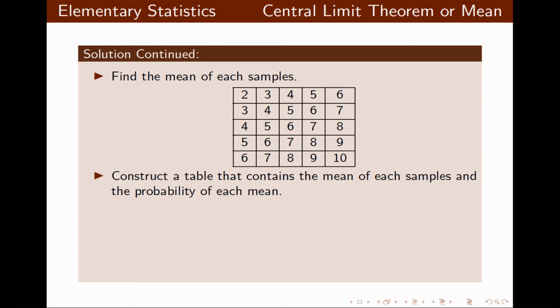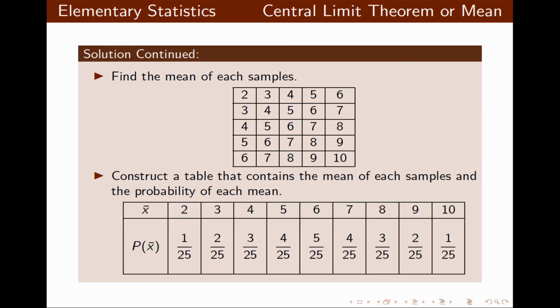Now we're going to make a table for the means and the probability of each mean. So we had a mean of 2 and the probability of that was 1 over 25. We had a mean of 3 with a probability of 2 over 25, and so on and so forth.